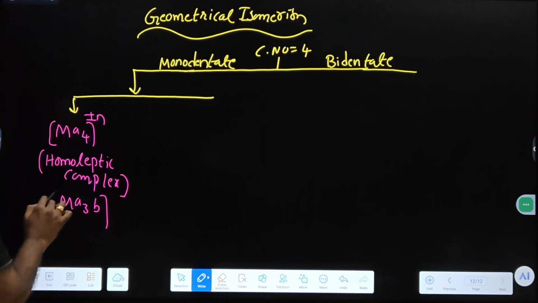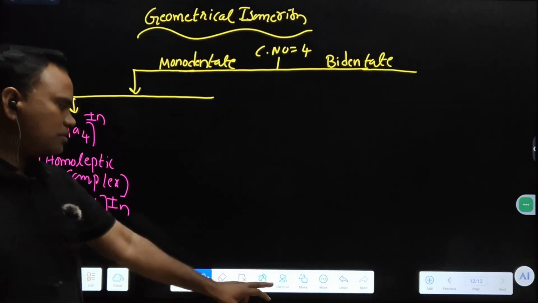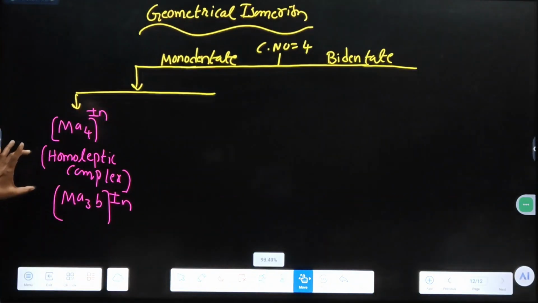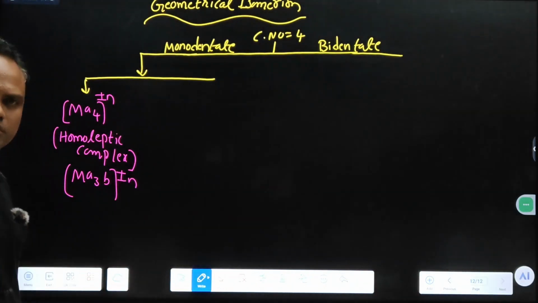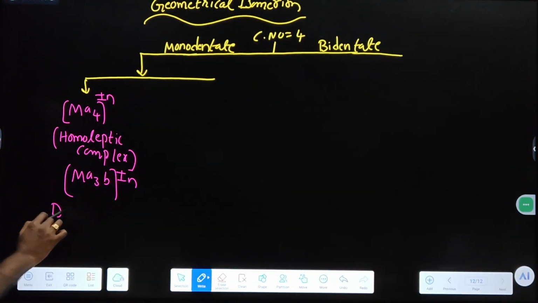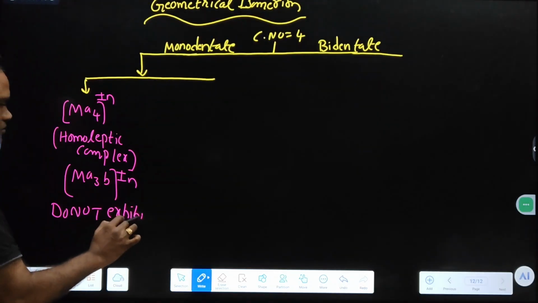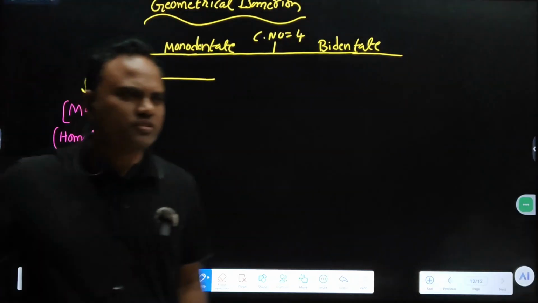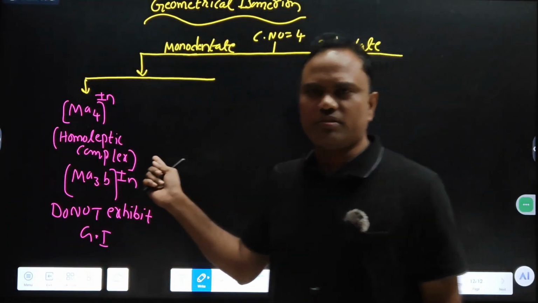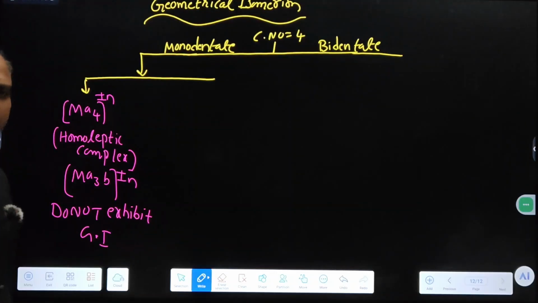MA3B type, plus or minus n. That is charge over the ligand, plus or minus n. Do not show. So red color, pink color do not show. This category do not exhibit geometrical isomerism. This is very easy, if you remember the formats. Which format shows GI, which format do not show GI?